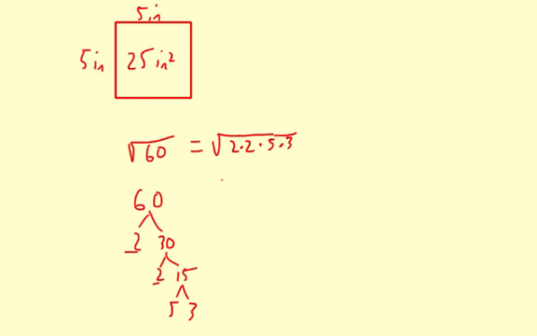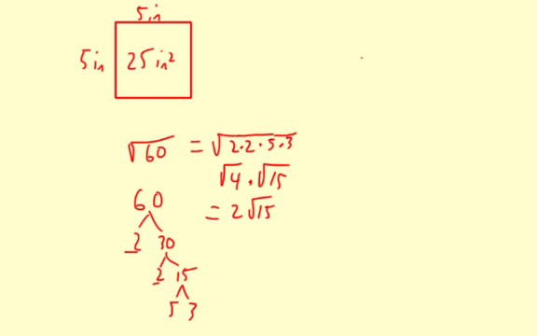So what? It's the same thing as the square root of 4 times the square root of 15. The square root of 4 is 2, and then the square root of 15 can't be simplified. So the square root of 60 is 2 square roots of 15. That is simplifying a square root.